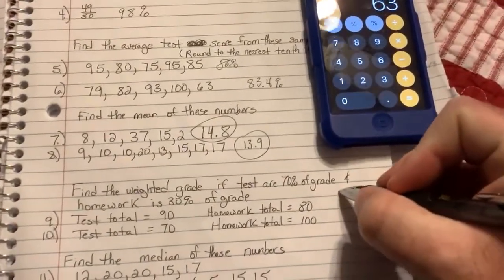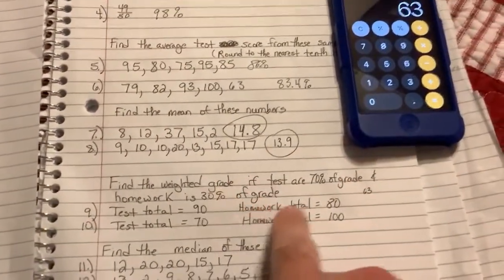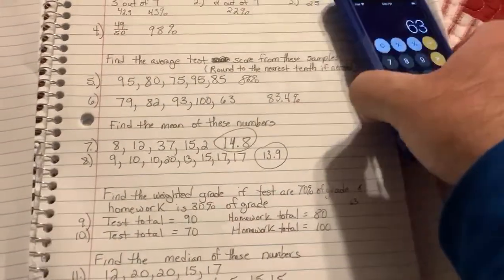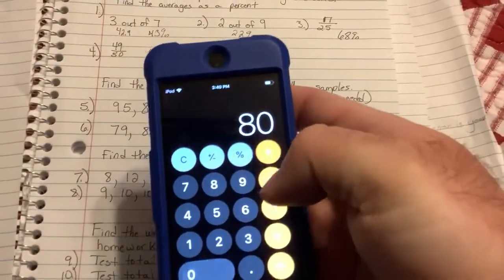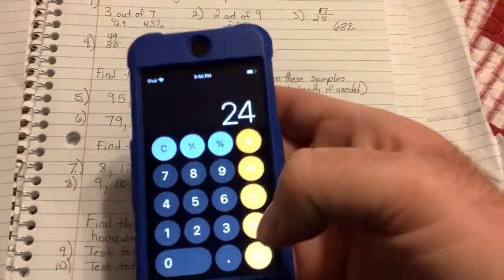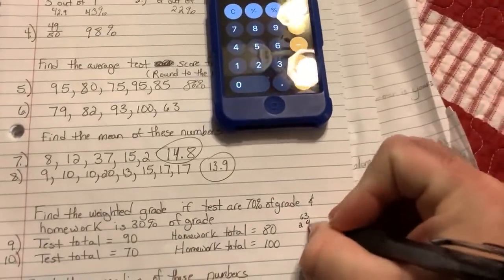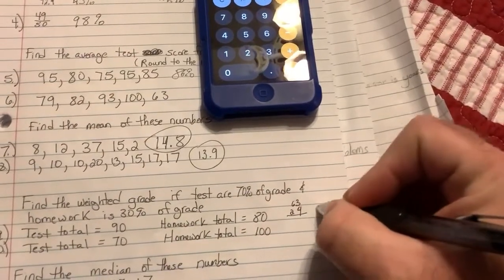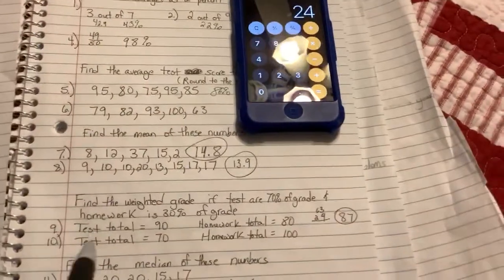I'm going to put that here, 63. And then your homework total was an 80, and it's 30% of your grade. So you're going to take 80 and multiply it times 0.3, and you get a 24. So you're going to take that 63 and that 24 and add them together, and so your score is going to be an 87. That's what your grade's going to be, an 87%.